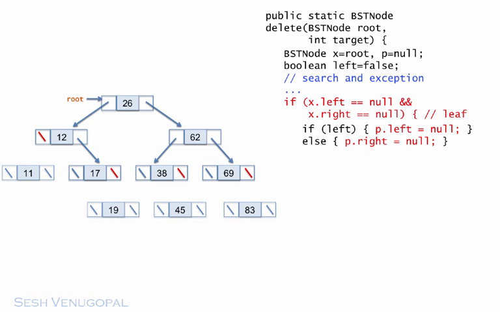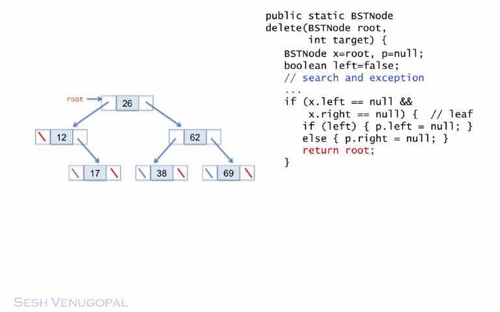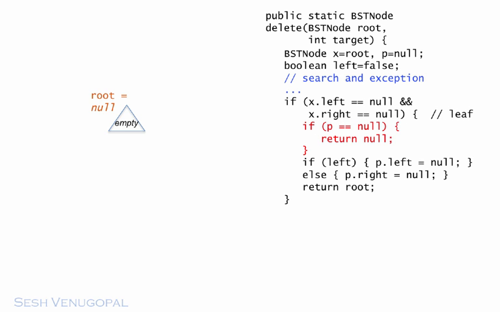In this example, no matter which of the leaves is deleted, the root of the tree is still 26 and can be returned as is. But what if the leaf was also the root? This would happen if there was only one node in the tree, in which case deleting this node would empty out the tree and root would become null. We can identify the scenario by checking P for null, since the root node does not have a parent. And this has to be done ahead of the check for left, since otherwise we would get a null pointer exception on P when we check its left or right for null.